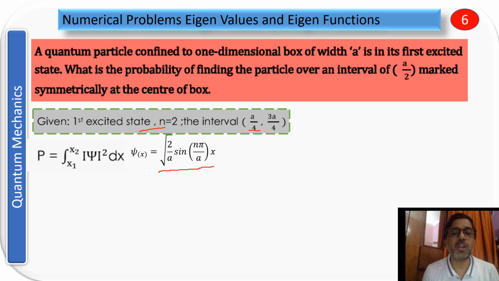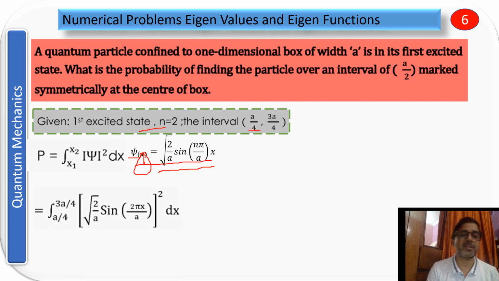This is called the eigenfunction, and this derivation we have already done. So the eigenfunction, that is the value of psi x, is given by root under 2 by a sine of n pi by a into x. Let us suppose this is equation 1, and here I have to substitute the value of psi x. So let's substitute it. I am going to integrate from a by 4 to 3a by 4 of mod of psi whole square dx, and I substitute the whole square over here.